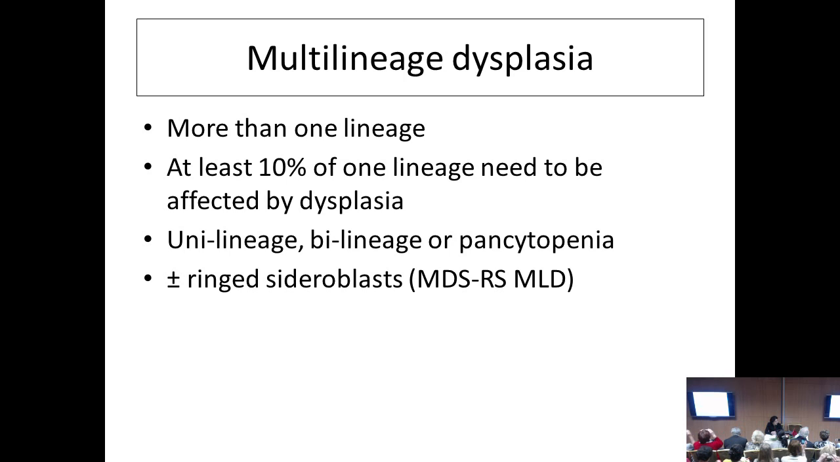So now let's turn from the unilineage dysplasia to the multilineage dysplasia. In these cases, as implied in the wording, there is more than one lineage affected, and in order for a lineage to be considered as affected, at least 10% of the cells have to show atypia. This multilineage dysplasia can be associated with pancytopenia, or uni- or bilineage cytopenia. And ring sideroblasts, as I told you, are allowed in this, and this is the new category MDS-RS-MLD.